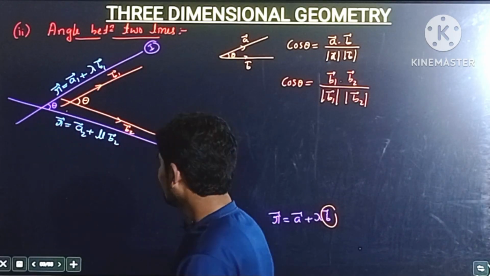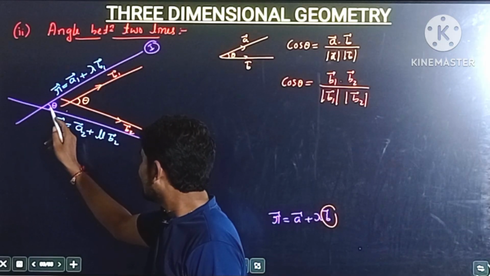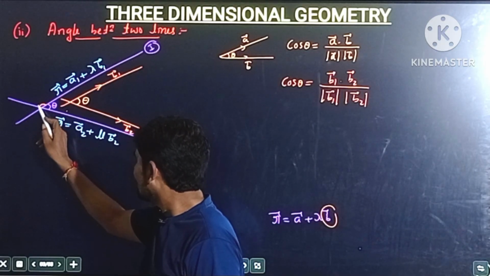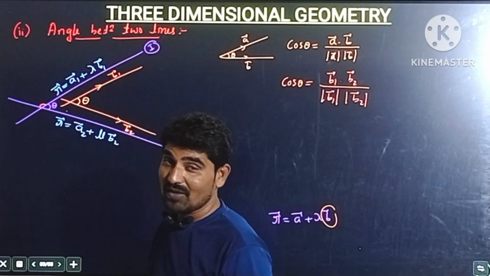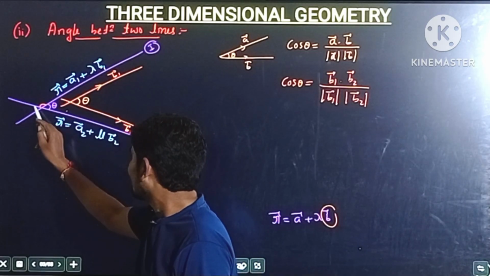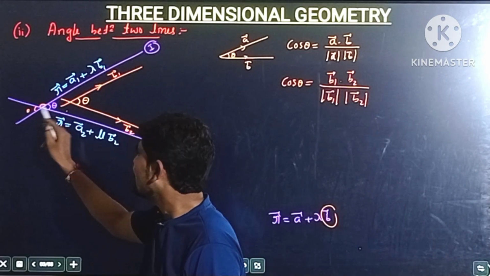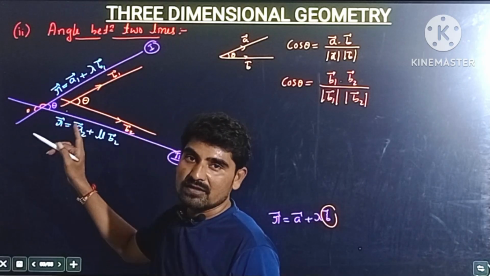And one more thing you need to observe here: a line can be extended in both directions. So it means if this is an angle theta, then this angle should be equal to pi minus theta. I hope all of you are understanding. And this angle is also equal to theta because of vertically opposite angles.